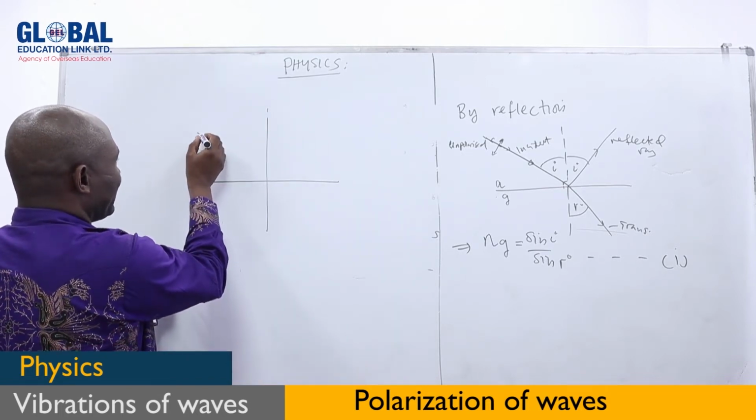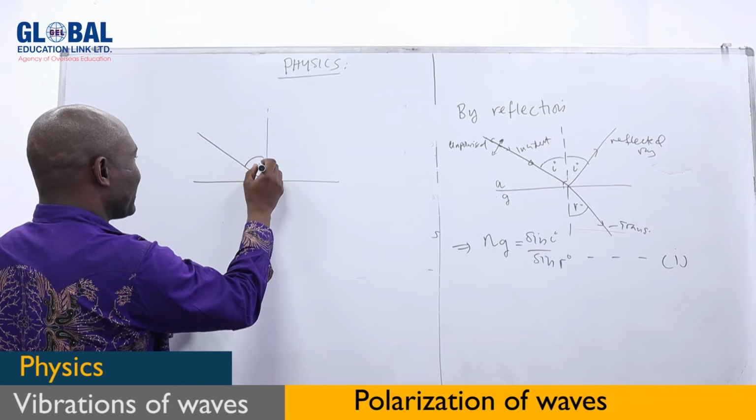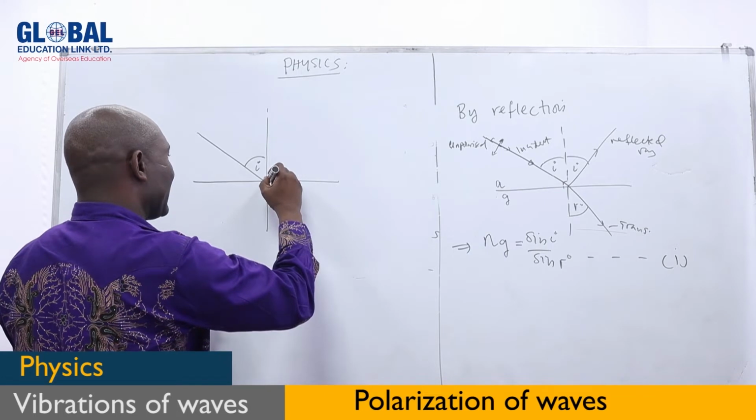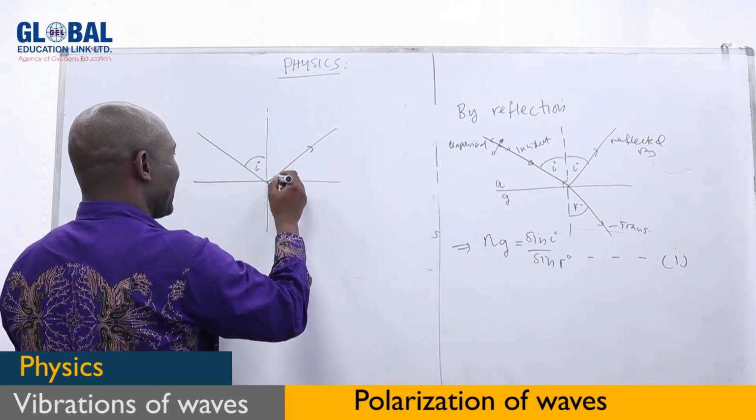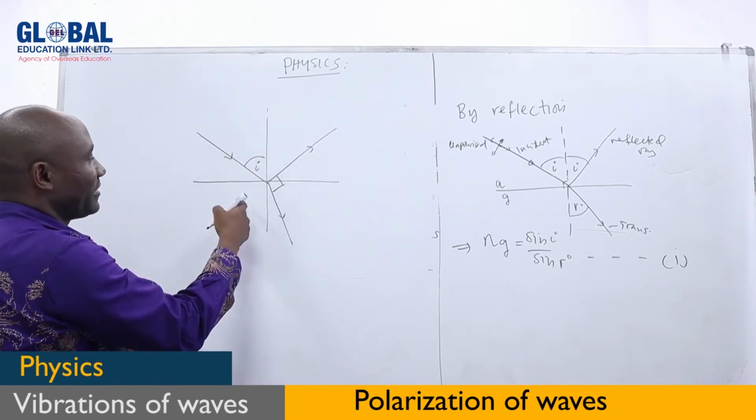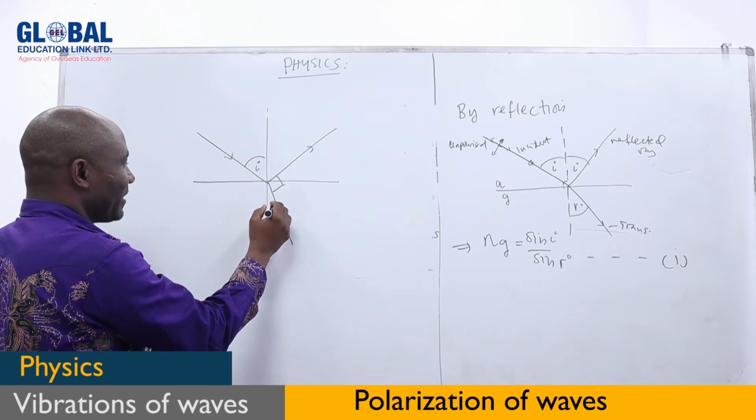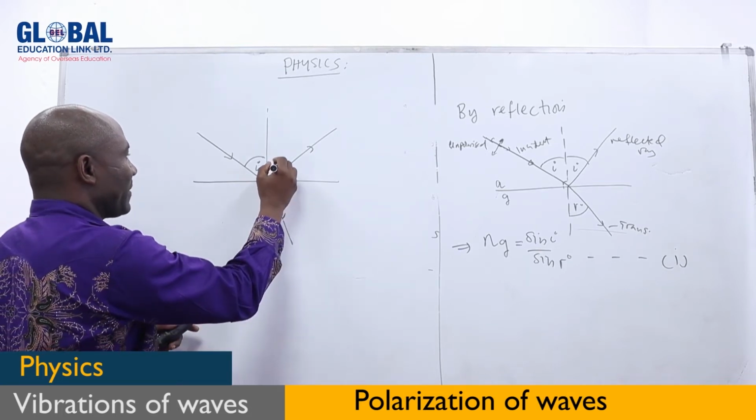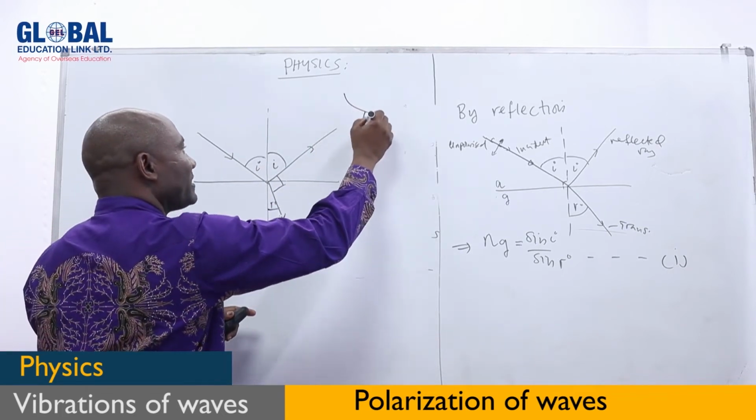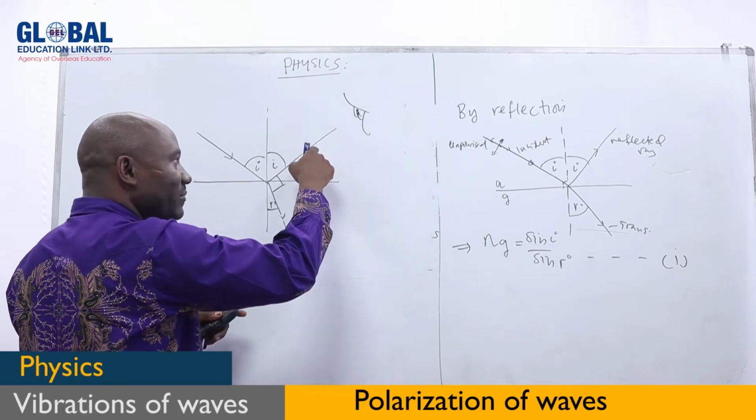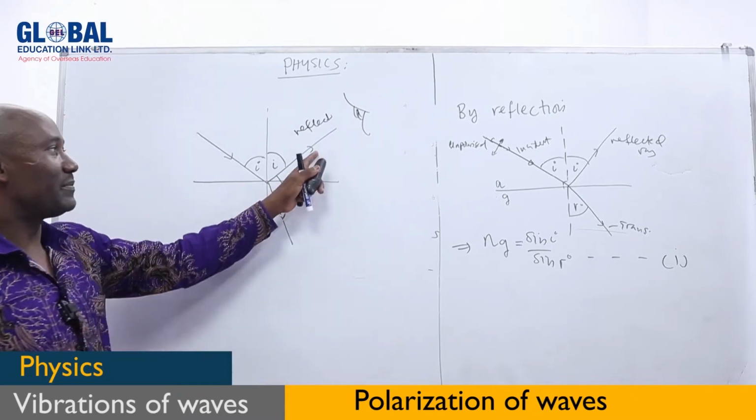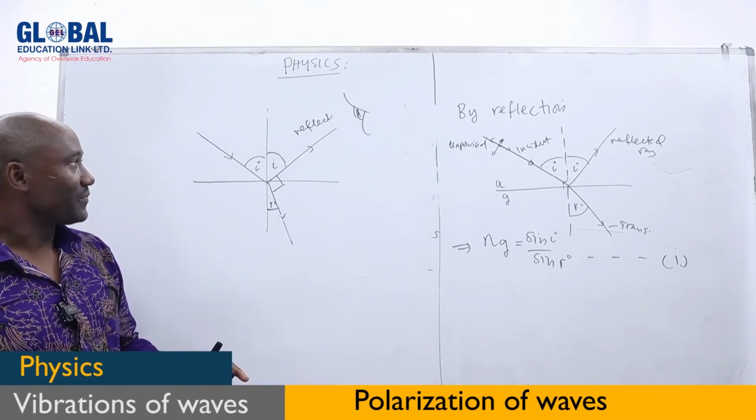such that this angle is given as I. It reaches a point where the reflected and refracted rays are making 90 degrees. If you remember, when you increase the angle of incidence, you also make this angle increase and this one vary. The observation is that when you observe the light from the reflected beam, most of the light has been polarized.